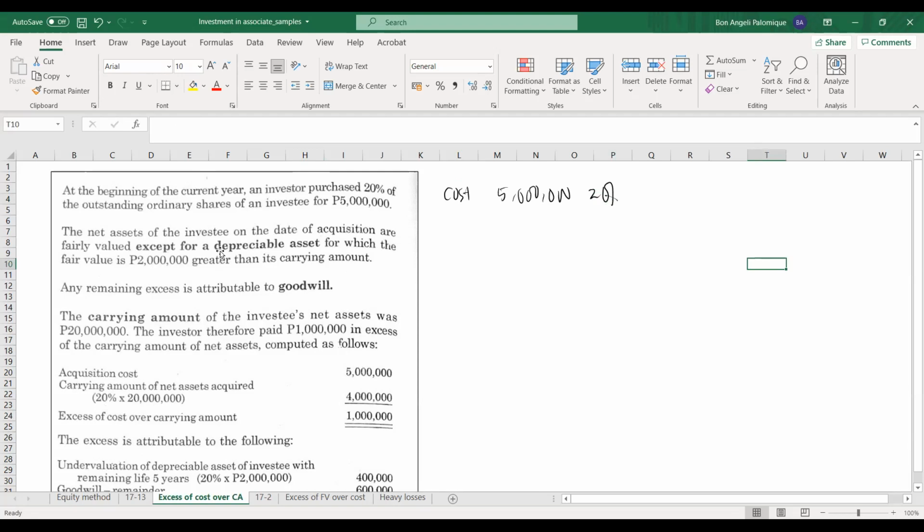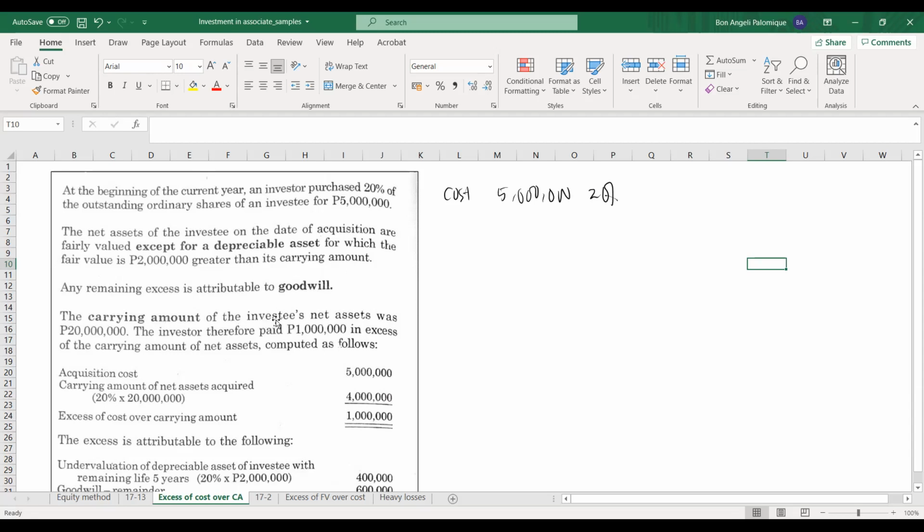So the net assets of the investee on the date of acquisition are fairly valued except for a depreciable asset. So ito yung sinasabi natin na pwedeng yung excess is dahil sa depreciable asset. So dito sabi, ang fair value is greater than its carrying amount. Tapos sabi is yung remaining excess natin is sa goodwill.